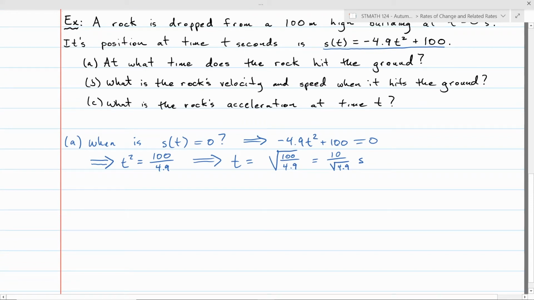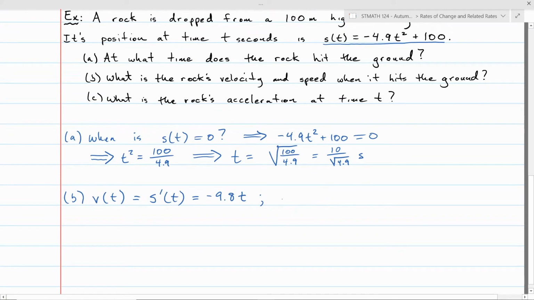So then I can use that to answer part B: what is the rock's velocity and speed when it hits the ground? We know that velocity at any given time is the first derivative of the position function. I differentiate negative 4.9 t squared: I bring the 2 down, so it becomes negative 9.8 t. And then the derivative of 100 is 0, so you just get that.